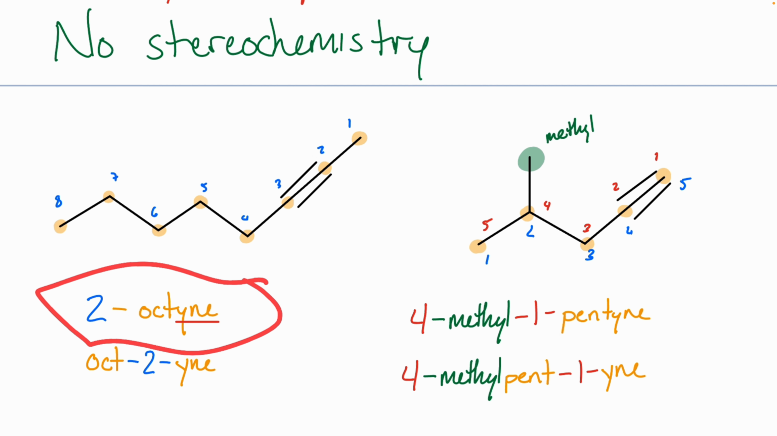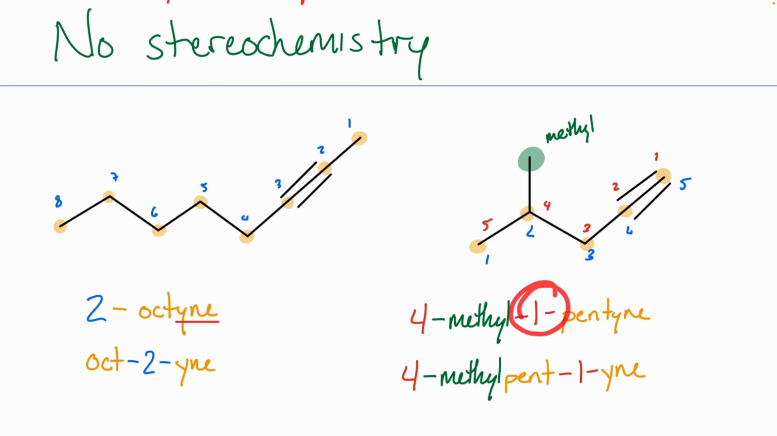Stick with what we know. Will we get docked if we don't include the location for the triple bond? Absolutely. Yep. You have to include the location because there's 4-methyl-2-pentyne. That's a different molecule. So yes, you do not get to assume that your functional group is in any position.